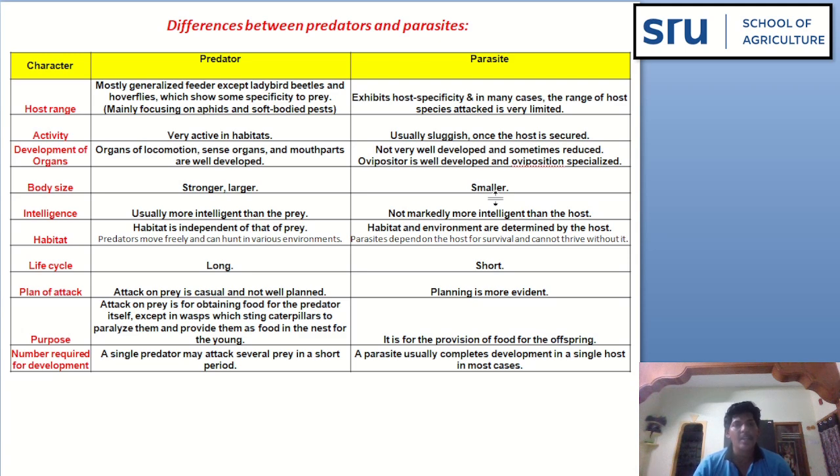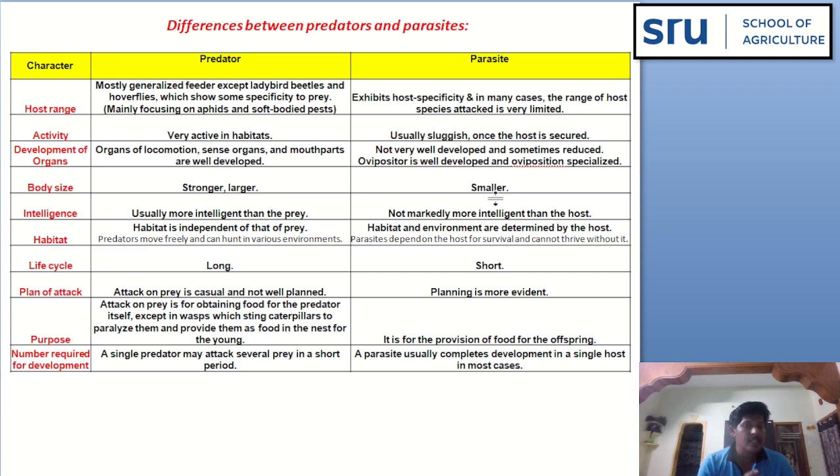Intelligence. Predators are usually more intelligent than the prey, but parasites are not that much more intelligent than their host. Habitat. Predator habitat is independent of that of prey. Here, the predator moves freely anywhere and can hunt in various environments. But in the case of parasites, habitat and environment are determined by the host. Parasites depend on the host for their survival and cannot survive or thrive without their host.